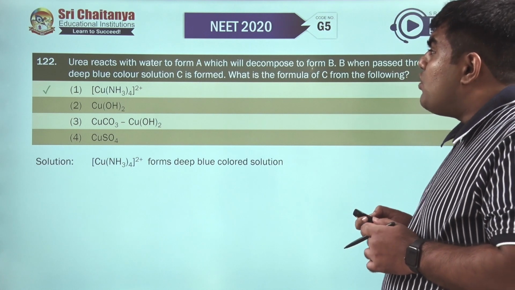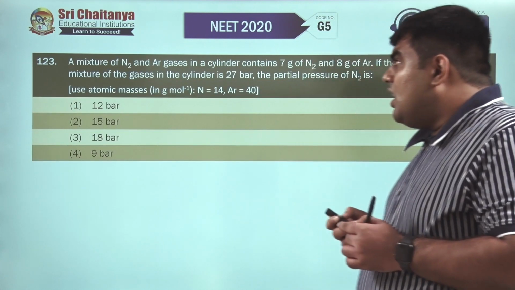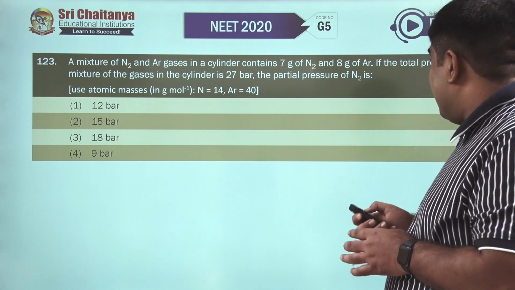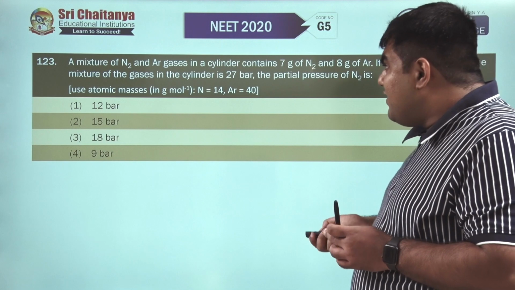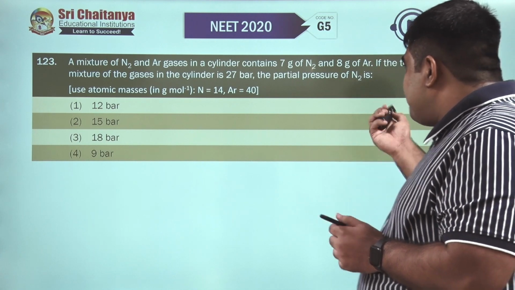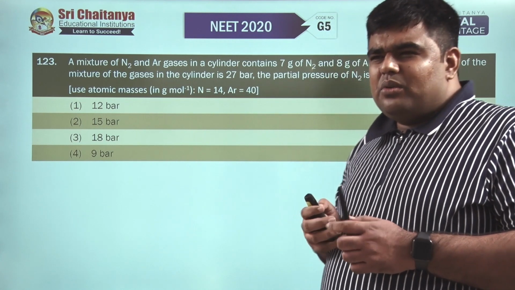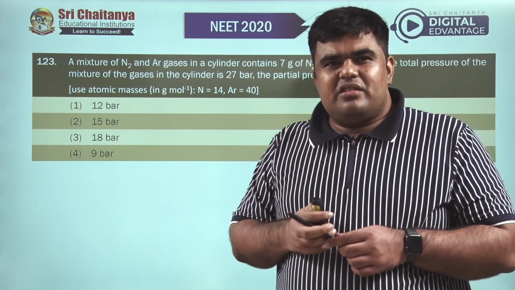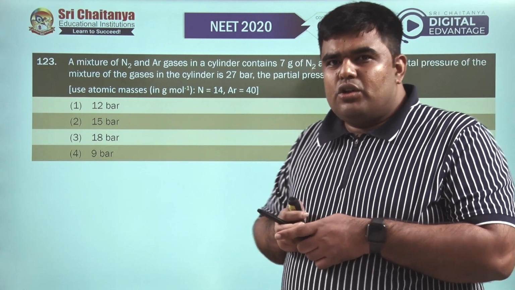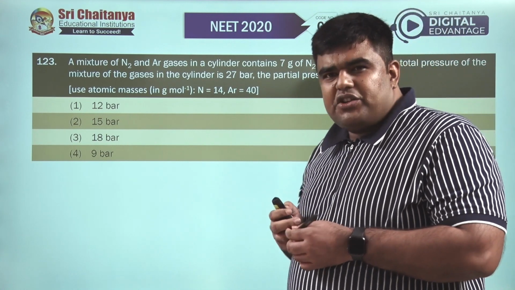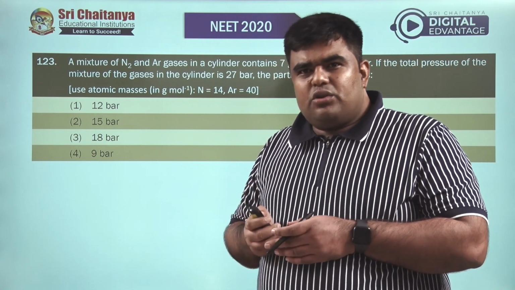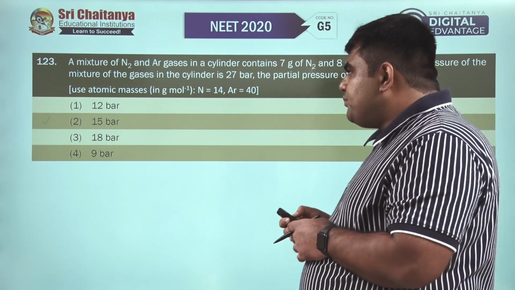Moving to question number 123. A mixture of N2 and argon gases is taken in a cylinder. Their amount is given and total pressure is given. We have to find out the partial pressure of N2. We know that partial pressure is nothing but mole fraction into total pressure. So all we have to do is find the mole fraction of N2 first, and then multiply it with the total pressure to find out the partial pressure of N2.